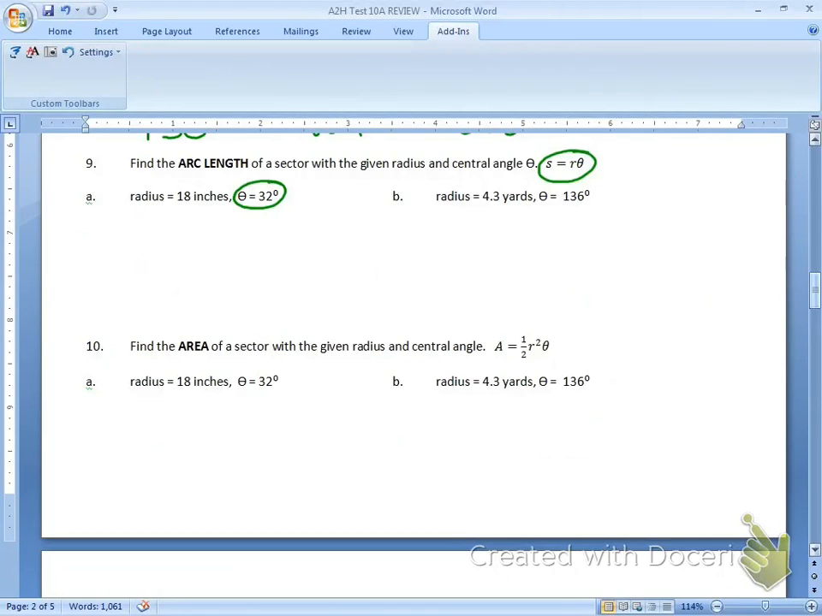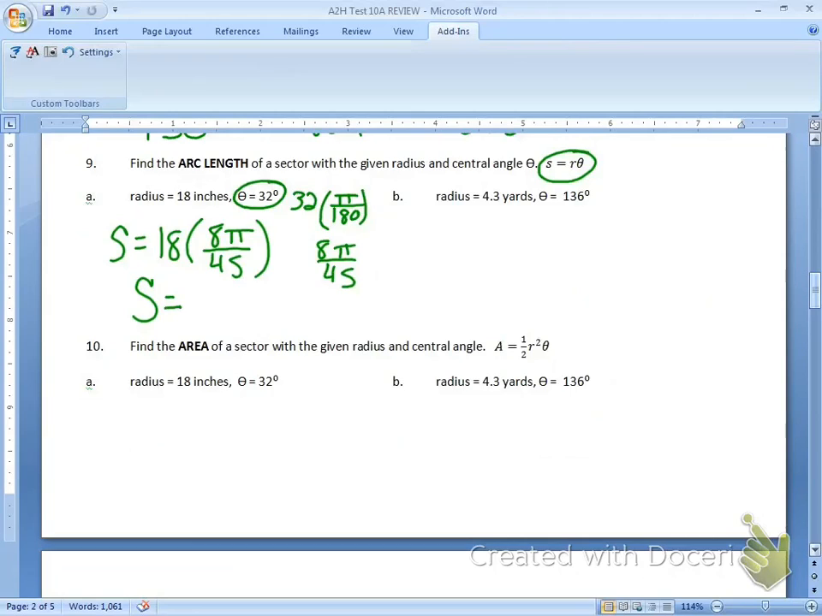So we need to first do that. So we're going to take 32, multiply it by pi over 180, and then we're going to get out 8 pi over 45. So then we're going to plug it in the formula. So S equals, our radius is 18 times 8 pi over 45. You're going to multiply all that out. You're going to get the arc length to be 10.05 inches.